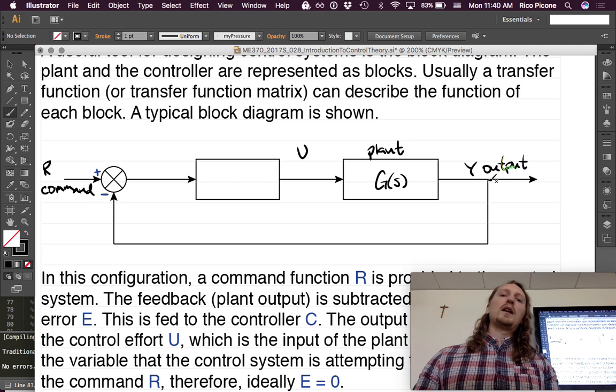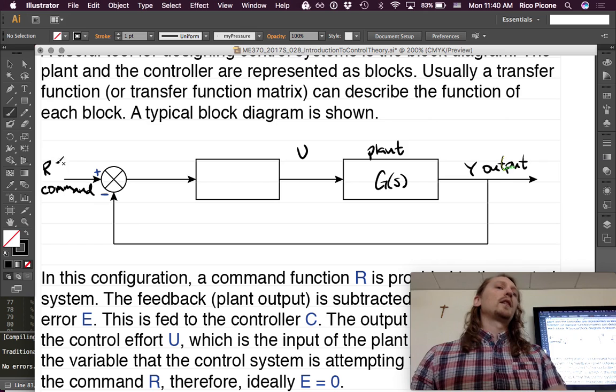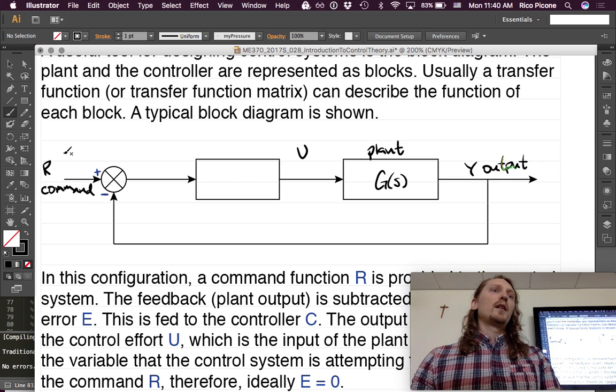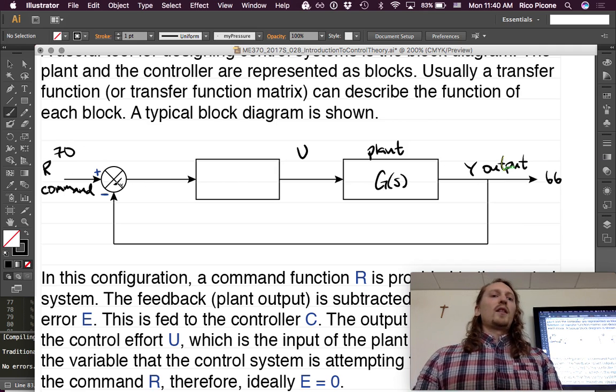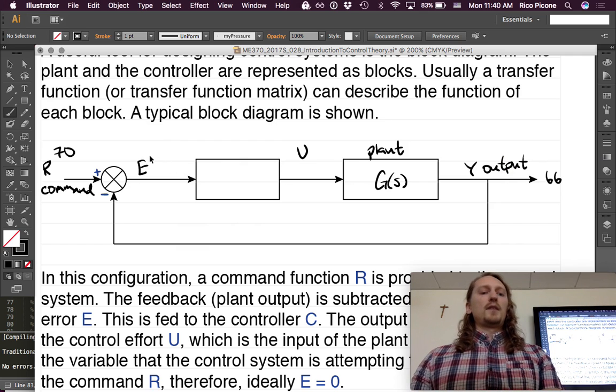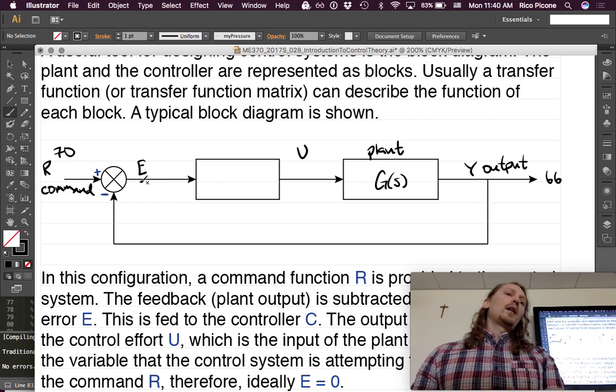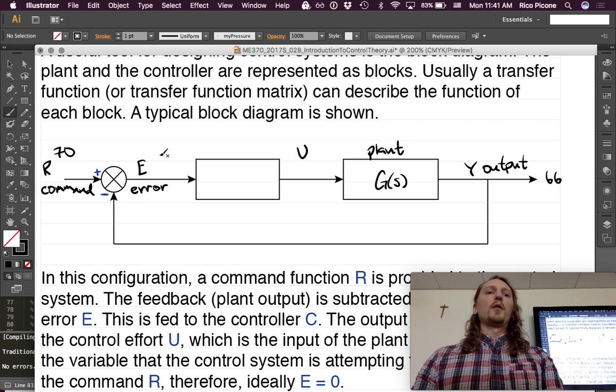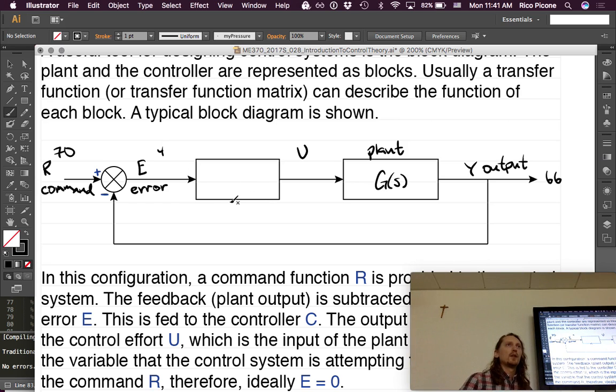So for instance, if this was the temperature, we want this to be 70 degrees. So R would be 70. It's actually, say, 66. We want it to be 70. This is a summing junction here. If we take R minus Y, we get the error, right? That is essentially the difference between what we want and what we have, the error. And so in this case, at this moment, the error would be what? 4. And we're going to hand that off to the controller.